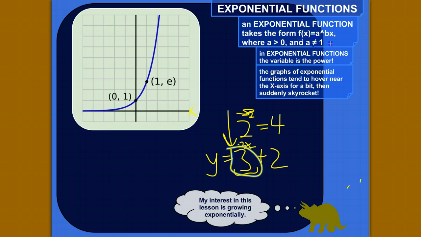So it can't be 1. And the reason why is, what if you had y equals 1 to the x? Well, no matter what you plug in for x, this is going to be 1. 1 squared is 1. 1 to the third is 1. 1 to the fifth is 1. So it can't be 1.